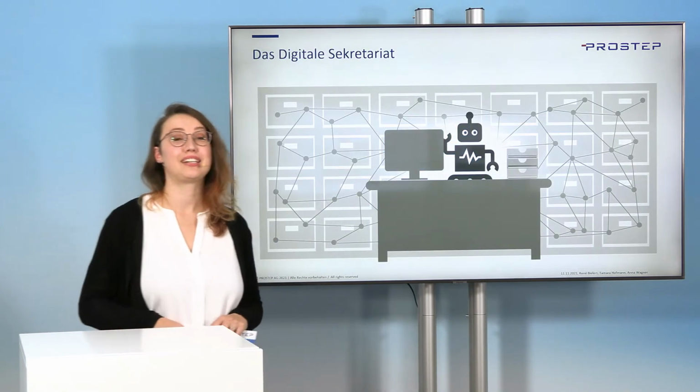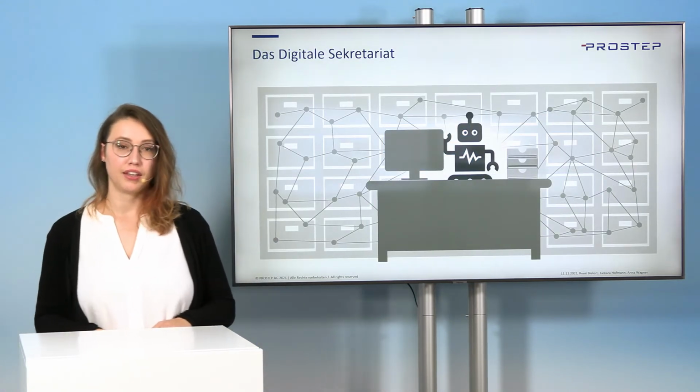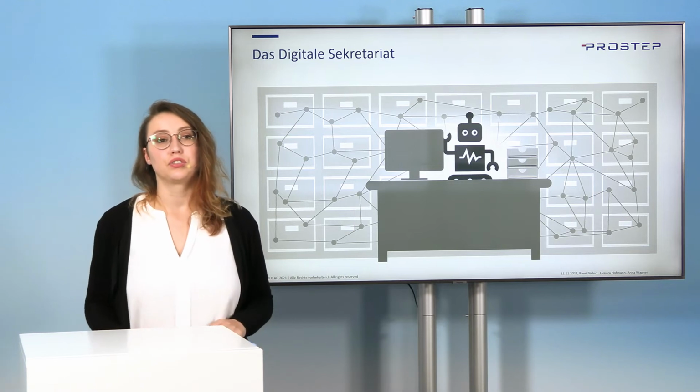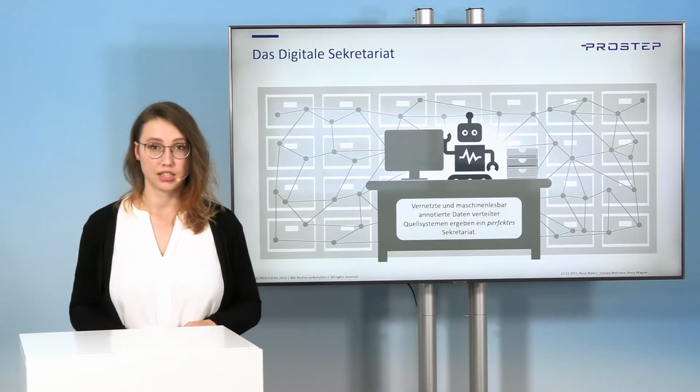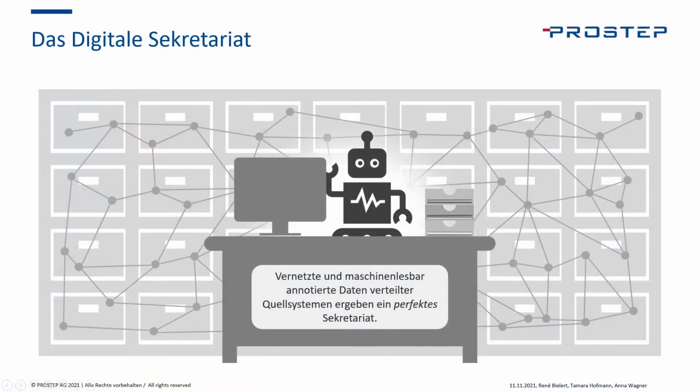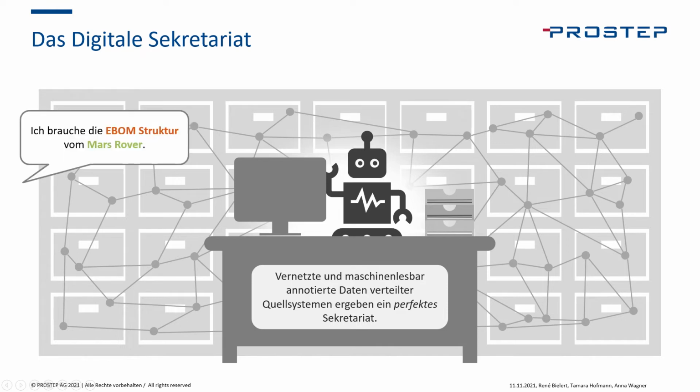Now, what does this mean for a digital secretary's office? It means that we have formed the basis for making interconnected and machine-readable annotated data available, alongside the connected source systems, of course. Together, this creates the perfect digital secretary's office. So I can get started with my request. I need information on Mars rover, and particularly the E-BOM structure.